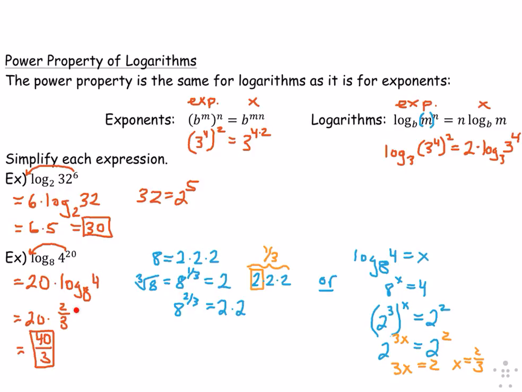Finishing the problem, we substitute in the 2/3 that we found in one of these two methods, and then perform the multiplication, getting the improper fraction 40/3.